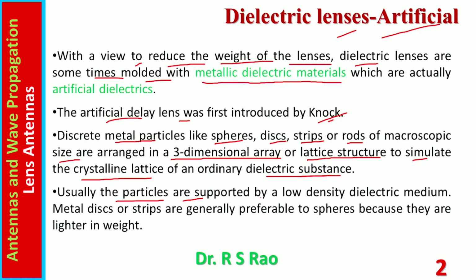Usually the particles are supported by a low density dielectric medium. Metal discs or strips are generally preferable to spheres because they are lighter in weight. So artificial dielectric lenses are created mainly for their lightness, to reduce their heaviness. Instead of dielectric material, artificial dielectric material is used in molding the lens.